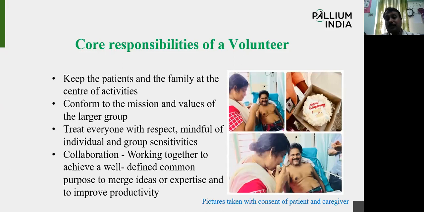Who will be able to support that family? Who will be able to provide care to that family? Whenever we create a community-based center, we will be mapping the different support systems in and around that center. Collaboration means working together to achieve a well-defined common purpose, to merge ideas and expertise, or to improve productivity. Productivity means we are giving supportive care to the family in all aspects.